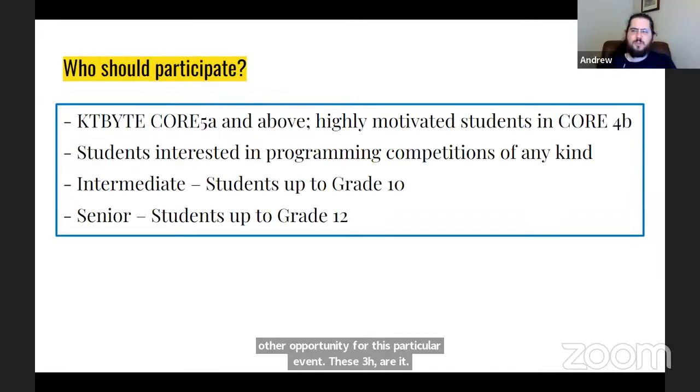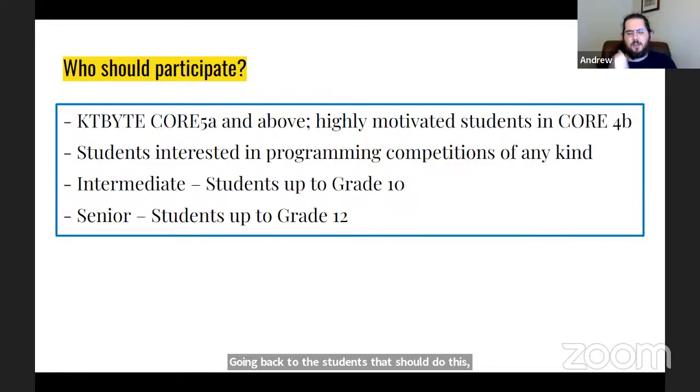Going back to the students that should do this, I talked a little bit about our core class levels. I mentioned if you're a little bit younger than sort of the core 5 level, but you've maybe done some other competitions before, especially mathematics competitions or other advanced competition kinds of things, you may have a feel for this sort of activity and be able to jump in a little bit earlier. So if you have questions about that, shoot us an email. We don't want to discourage anybody from trying it out.